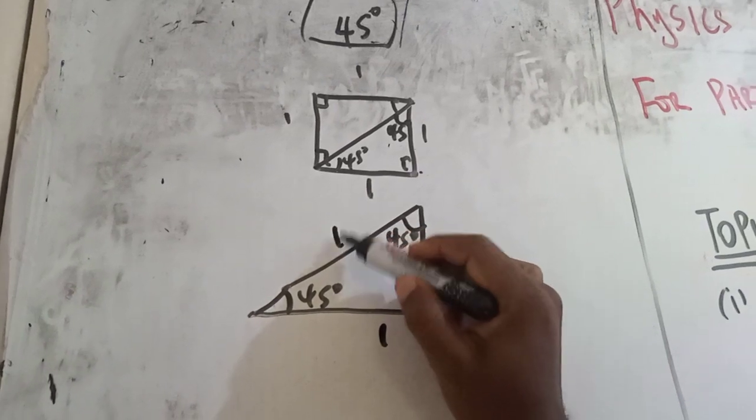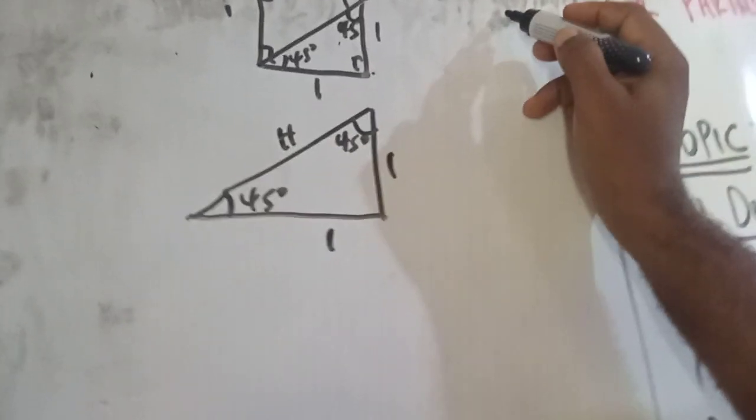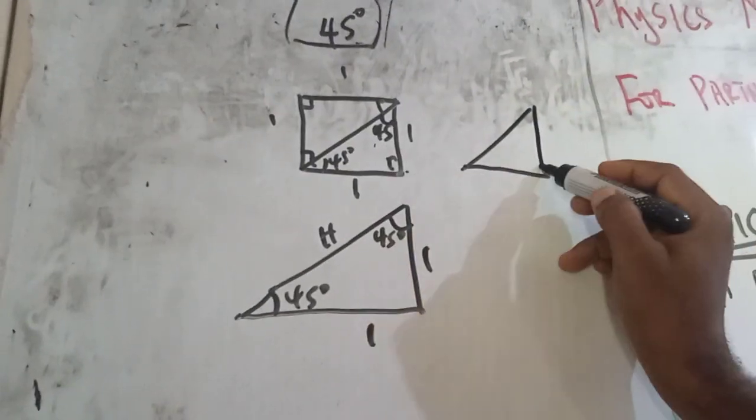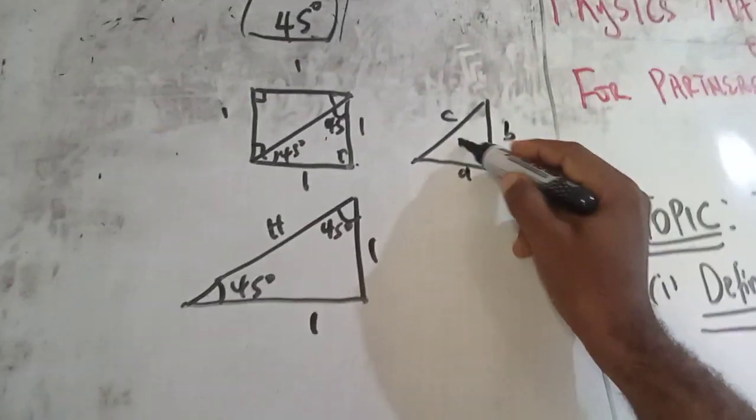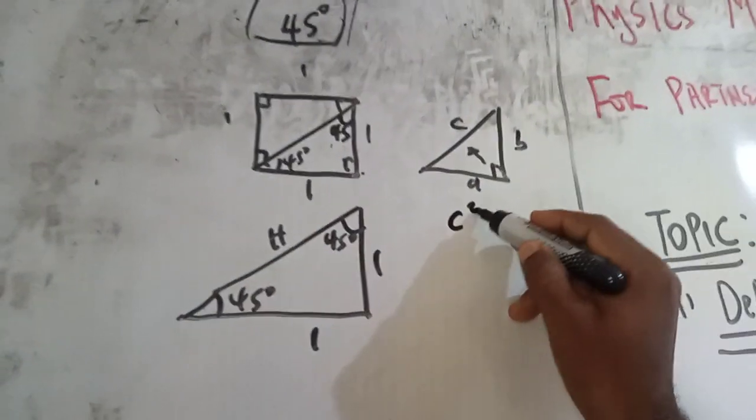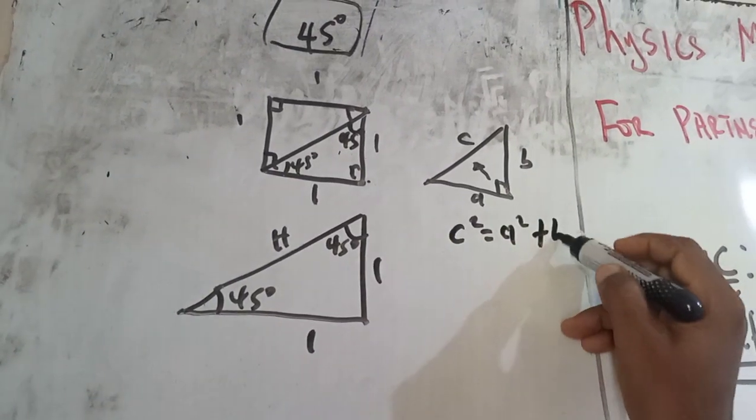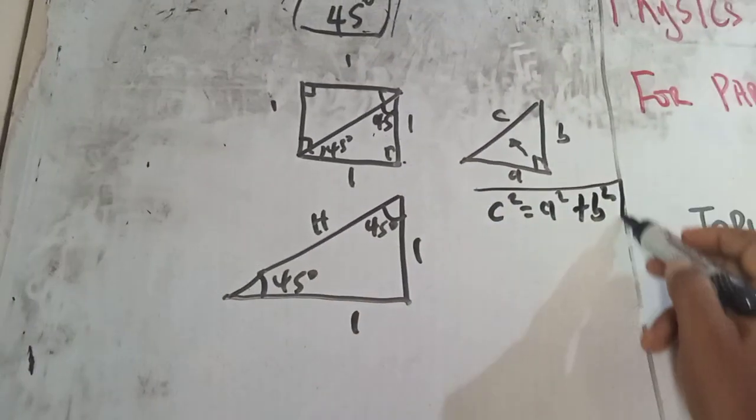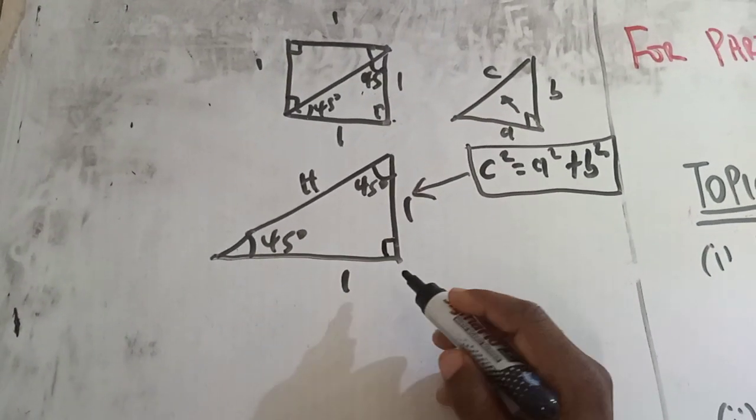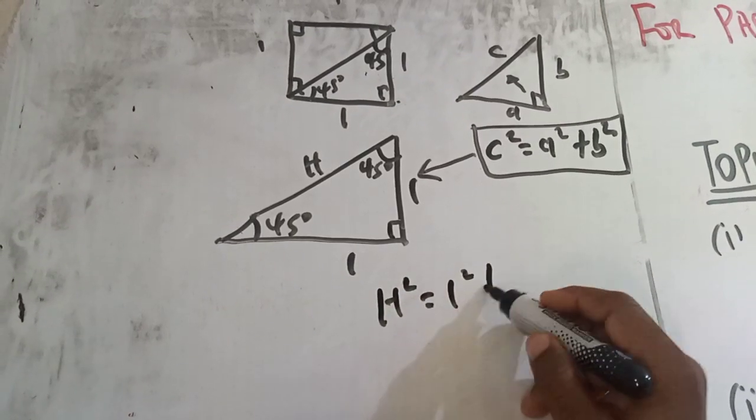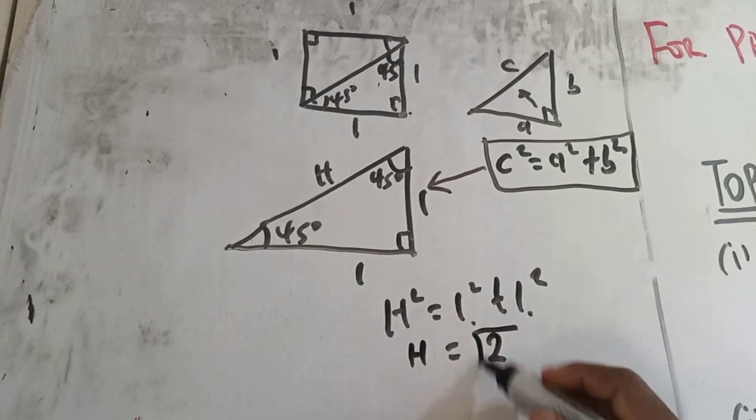So for this particular hypotenuse, I can use the Pythagoras theorem. According to Pythagoras theorem, if you look at a right angle triangle of this nature, let's say we have sides C, A, and B. Pythagoras theorem says the hypotenuse, the longest side of the right angle triangle, when we square it, is the addition of the other 2 sides of the triangle, which is A square plus B square. So if you use this Pythagoras theorem, we can get this value for H. So that means H square is equal to 1 square plus 1 square. So that is 1 plus 1 will give us 2. So H will be square root of 2.